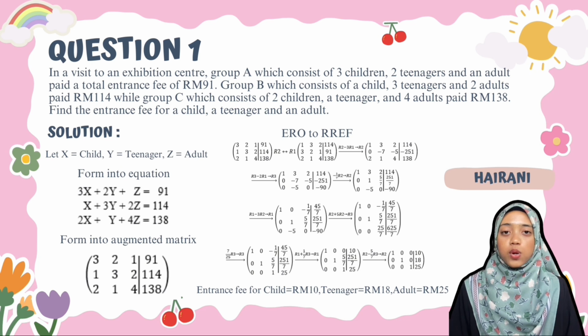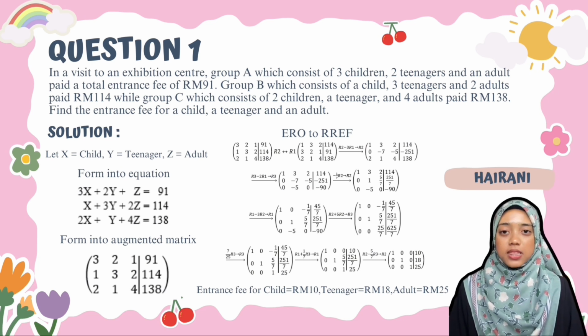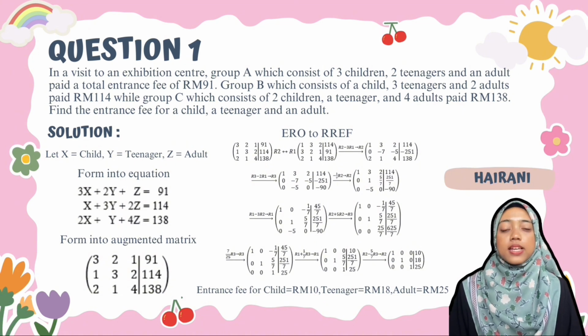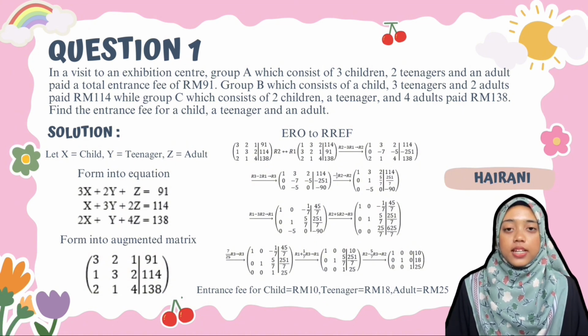We need to solve the problem using the Gauss-Jordan elimination method. Firstly, from the problem, we need to declare X as child, Y as teenager and Z as adult. Then form it into equations and an augmented matrix.